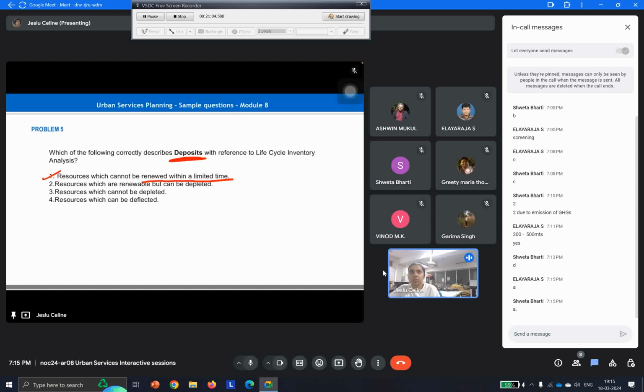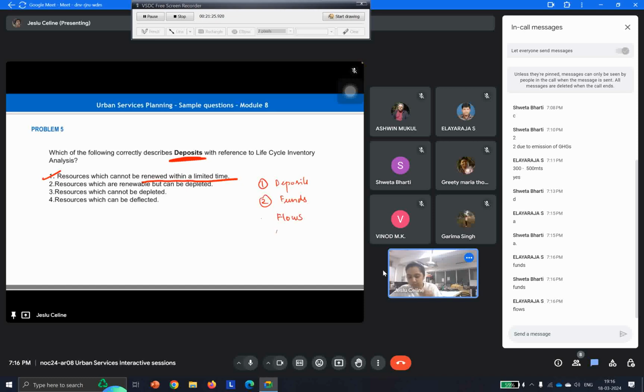For example, fossil fuels, minerals, or any other resources which don't renew within a given time frame or which can be exhausted easily are known as deposits. So that was deposits. What were the other things which we learned? Deposits, then there was something called funds, and then there was something called flows. These were the three terms which we learned in life cycle analysis. So deposits we discussed. What were funds? Yeah, funds and flows. Very good.